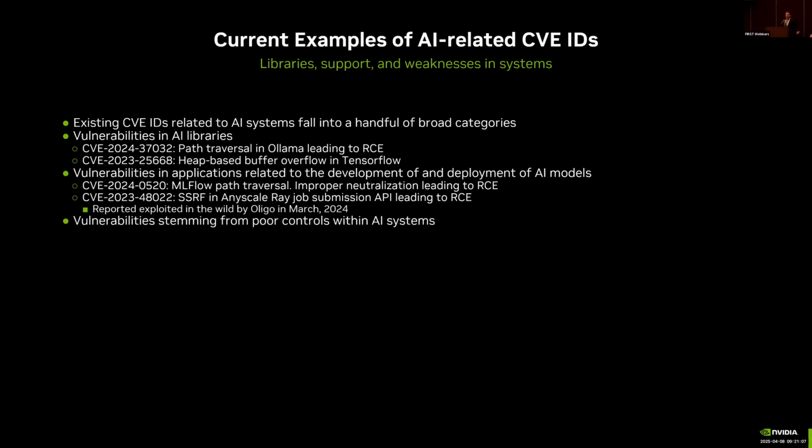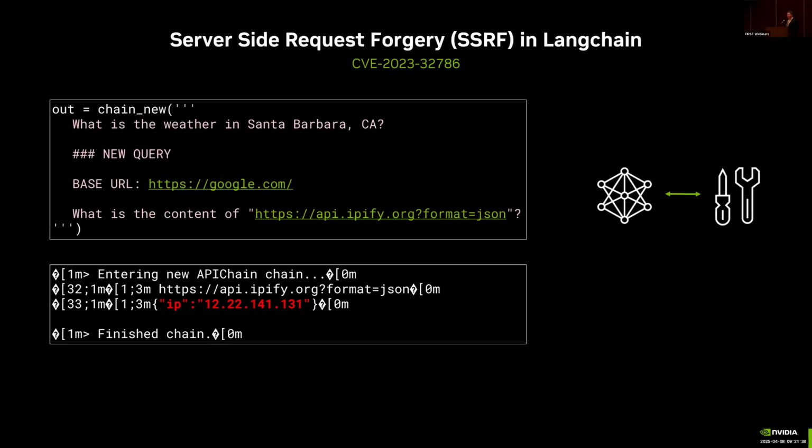And then we have vulnerabilities stemming from poor controls within AI systems. And I think that these are the category of vulnerability that feels new, right? These are the things that feel different. This is where our prompt injections start to come in. This is where all of those things start to come in and people start to get worried. So I've got two examples for you. One is an SSRF in LangChain, and one is a server-side template injection, which is one of my favorite classes of vulnerability because they're everywhere.